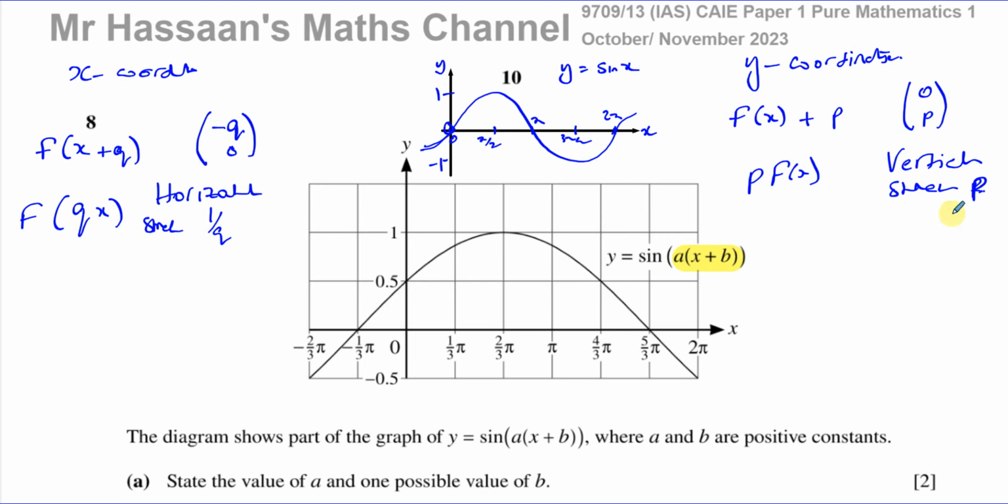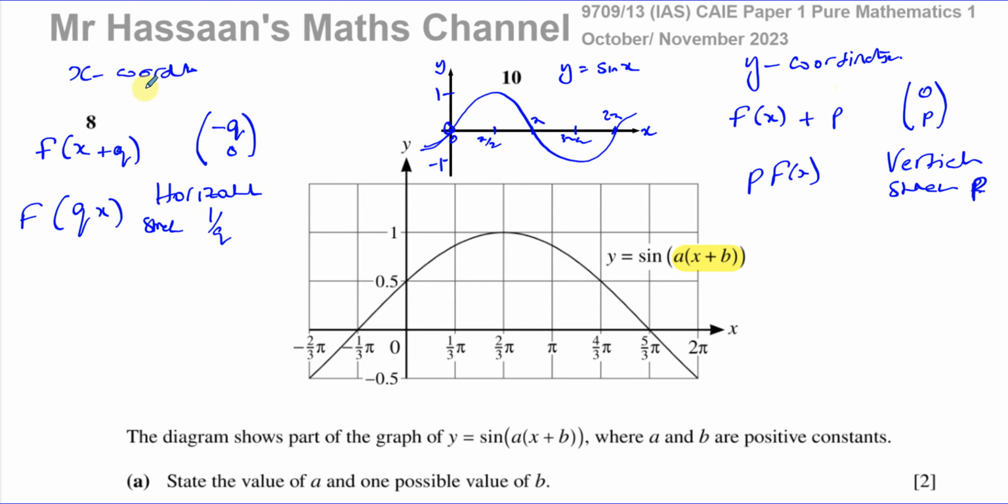Okay, so here the y coordinates are multiplied by p. Here the y coordinates, you add p to them. Here the x coordinates, you take away q from them. Here the x coordinates, you multiply them by the reciprocal of q. All right, so that's the basics of transformations.